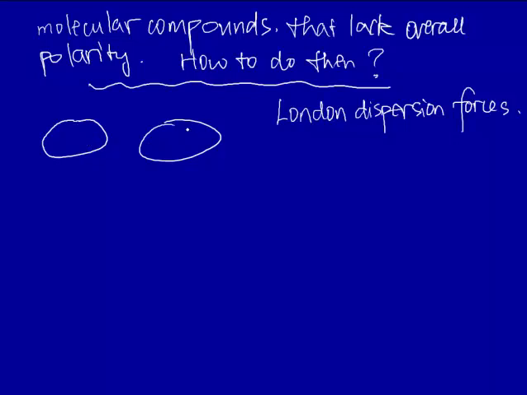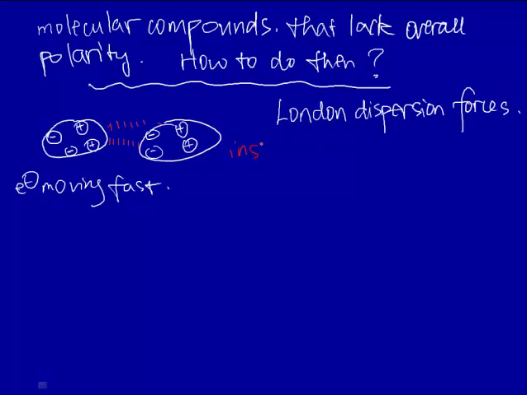However, at any moment, because electrons are moving fast, in any snapshot you will have slightly more electrons on this side, less electrons on that side. On the other side, you will have this minus, more electrons, and the plus. So now you start having interaction of what we call instantaneous dipoles, or sometimes referred to as induced dipoles.